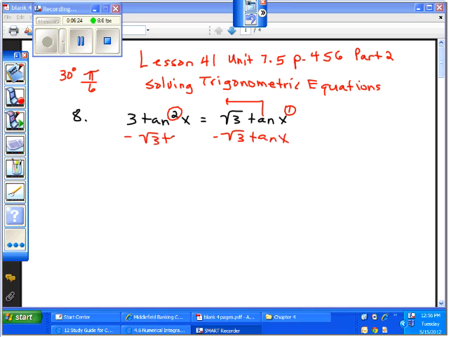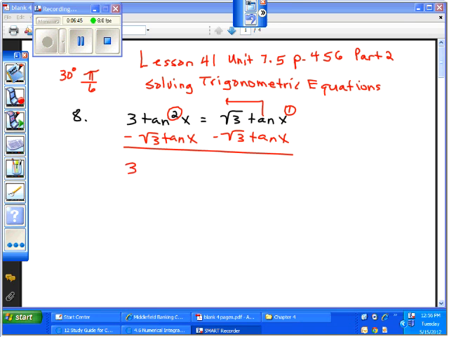Minus square root 3 tangent x. You may say, well, how'd you know to do that? Because I know algebra. I know when I have a square and a first power, I have a quadratic. And before you solve a quadratic by any method, you must first set it equal to 0. It says that on page 223 of my Algebra 1 book, word for word.